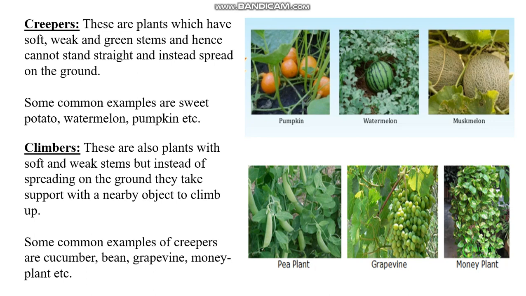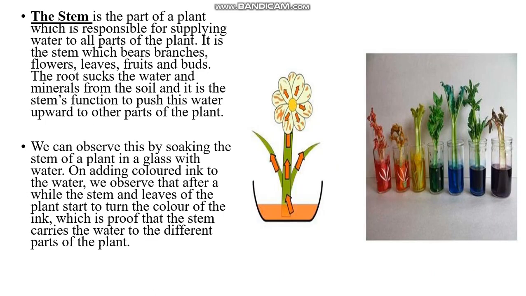Climbers are plants with a weak stem that climb up with the help of a support. With a soft and weak stem, but instead of spreading on the ground, they take support of a nearby object to climb up. Examples of climbers: crepe vine, money plant, pea plant, gourd, etc. So these are some examples of creepers and climbers.